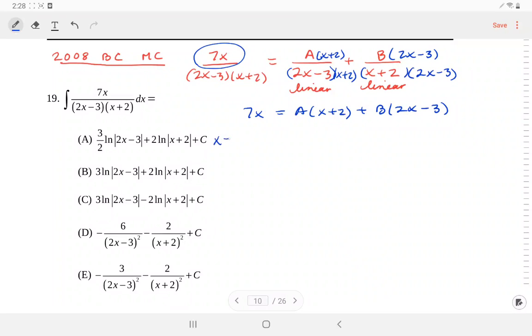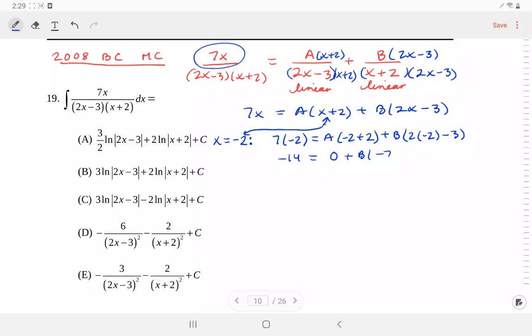Then what I do is I pick numbers. There's two ways. I called it method 1 and method 2 in class. This one is method 1: you substitute. So you substitute the negative 2 in because this has to work for all values of x. So I'm choosing a value of x that makes this one equal to 0. That's how I picked it. So this is negative 14 equals 0 plus b times negative 7. So b is 2. Going to need that.